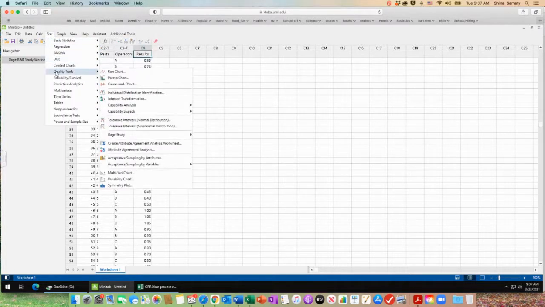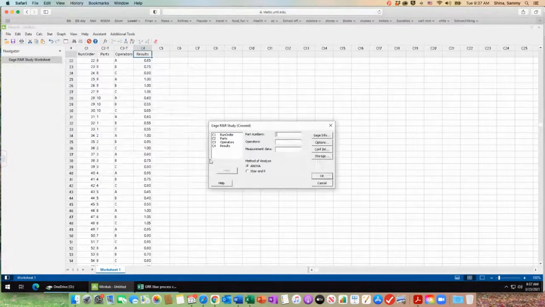So we go back to Quality Tools. We go back to Gage Study. We go across to nested. I'm sorry, crossed. So why is it crossed?